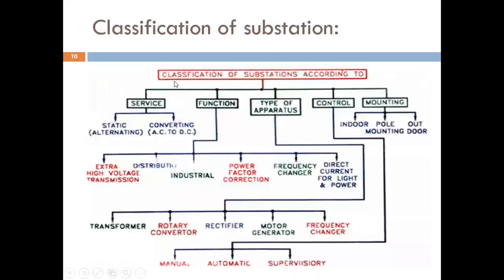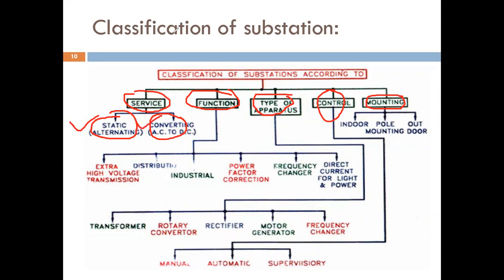Now, classification of substation. You see in the flow chart, there are 5 main points: according to the service, according to the function, according to the apparatus, according to the control, and according to the mounting. According to these classification points, the substation is classified. According to the service, it is AC supply transmitting, or converting to DC, so it is an AC substation or a DC substation.